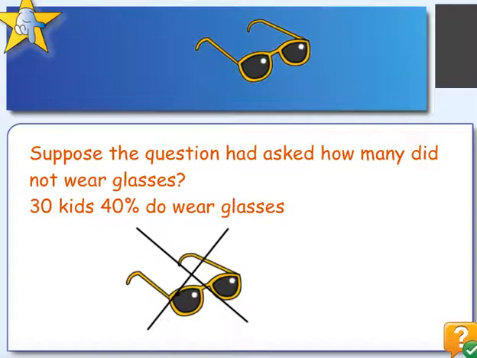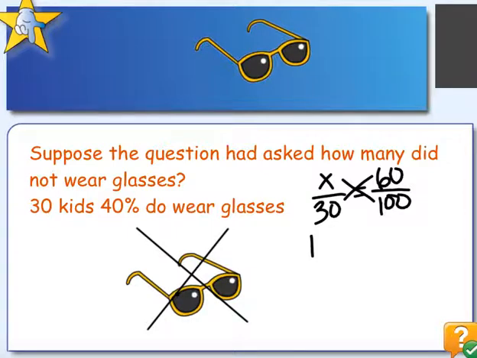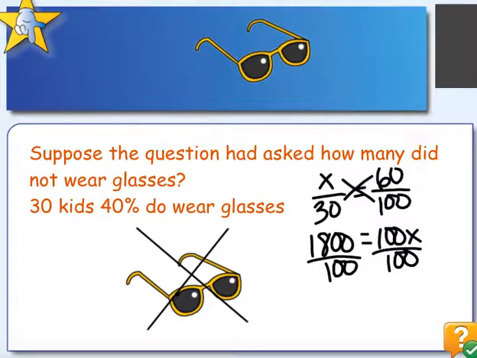So we could set up a proportion and say, our part that do not wear glasses over the whole of 30 kids is 60 over 100. And we could cross multiply and get 1800 equaling 100x. We divide by 100 on each side. And we get that 18 people do not wear glasses, which makes sense because 12 do wear glasses, so 18 do not wear glasses.